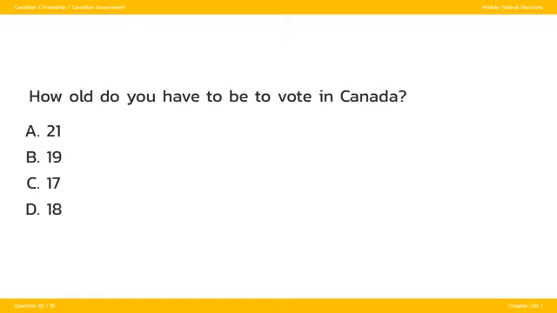How old do you have to be to vote in Canada? A. 21. B. 19. C. 17. D. 18. The answer is D. 18.